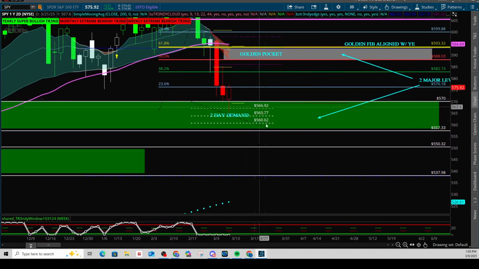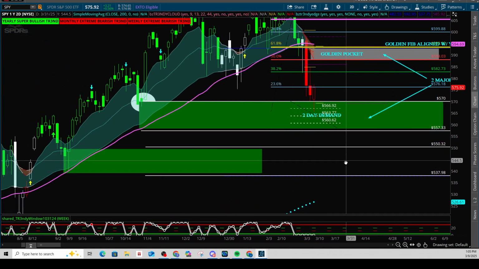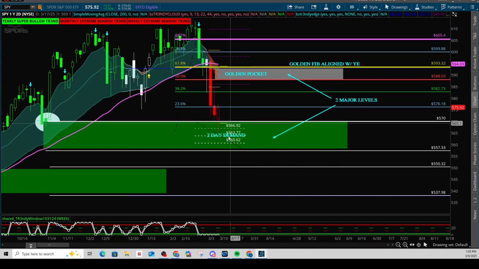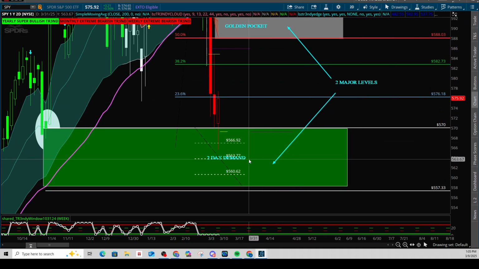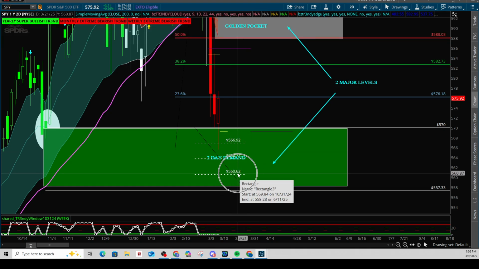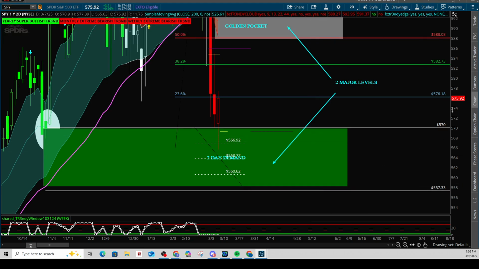My two major levels when we look over here is going to be this demand zone in general. So this entire thing, if you will, I want to see buyers show up here. So even if we were to flush lower, my next level that I'd be looking for is around 563 for buyers to come in. And if that doesn't work, 560. And if that doesn't work, 557.